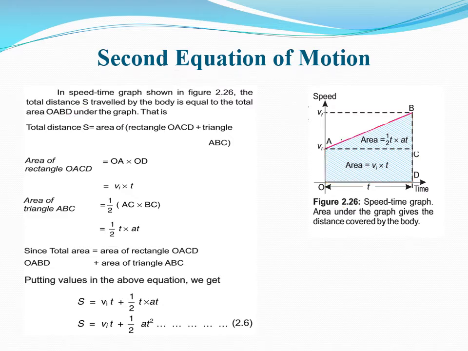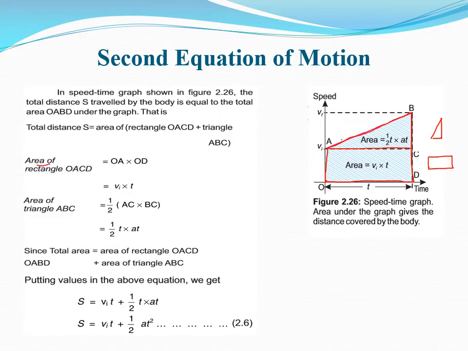And dear students, this whole area, meaning O, A, B, D, can be broken down or bifurcated into two areas: this triangular area and this lower rectangular area. So you see here, total distance S equals the area of rectangle OACD plus triangle ABC. By summing the areas of the rectangle and triangle, we get the total distance S.